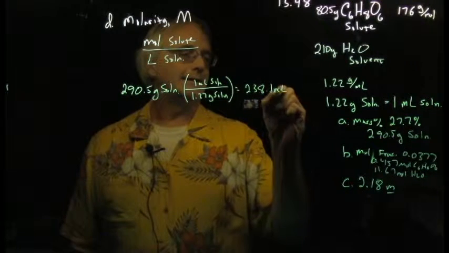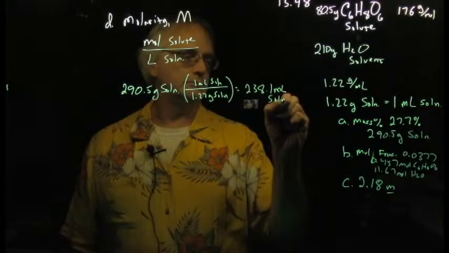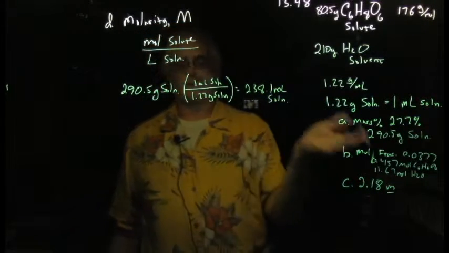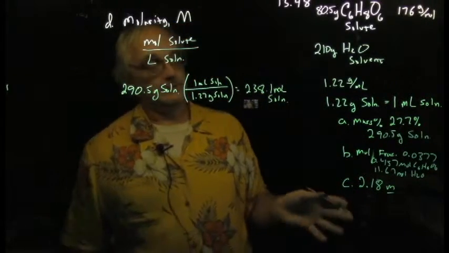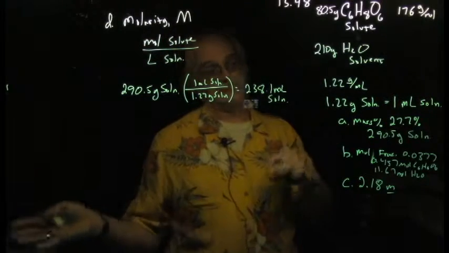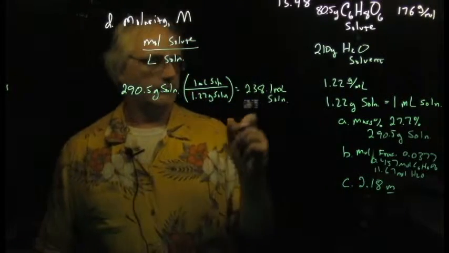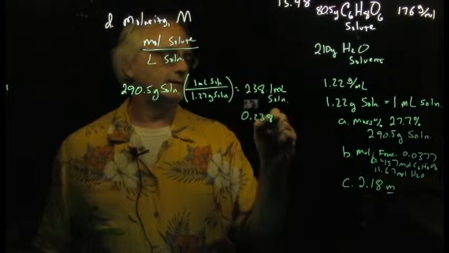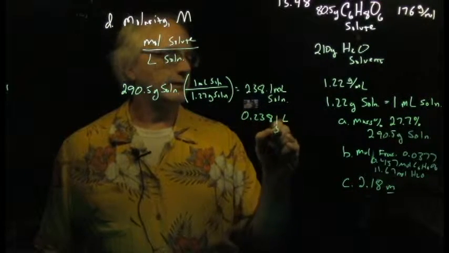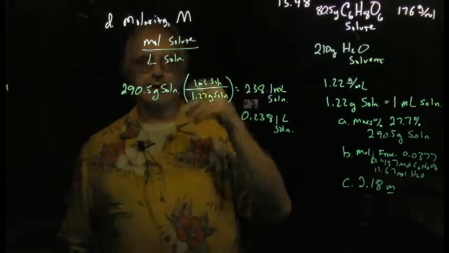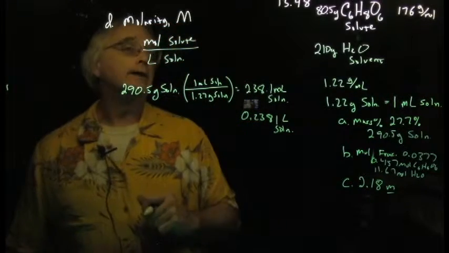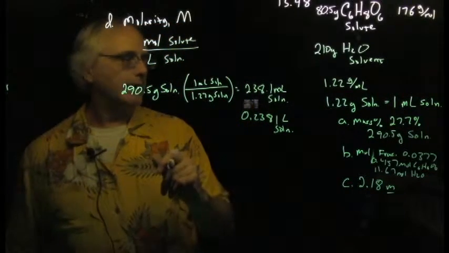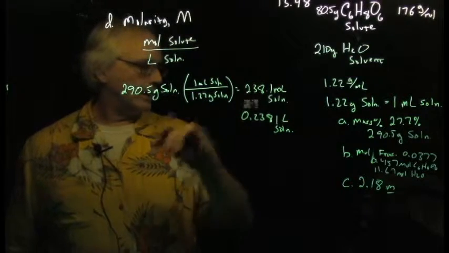milliliters of solution, okay? Which, again, in chapter 1, we would have gone through the milliliters to liters, but, heck, we're experts at that by now. 0.2381 liters of solution. There. Now I have all the parts necessary to do the molarity calculation. And so away we go again.